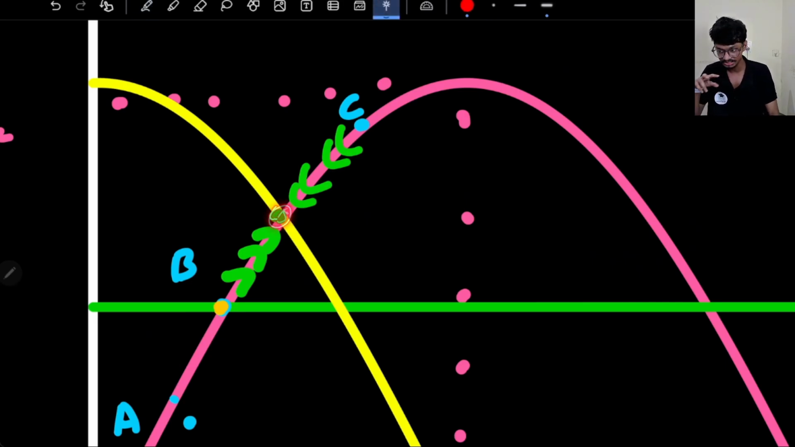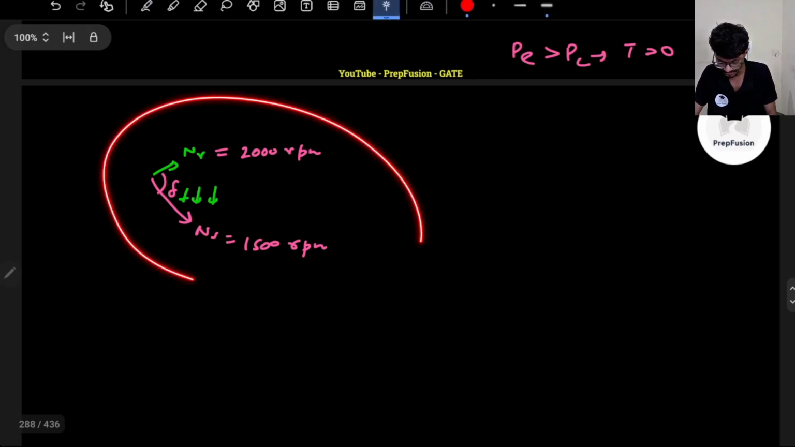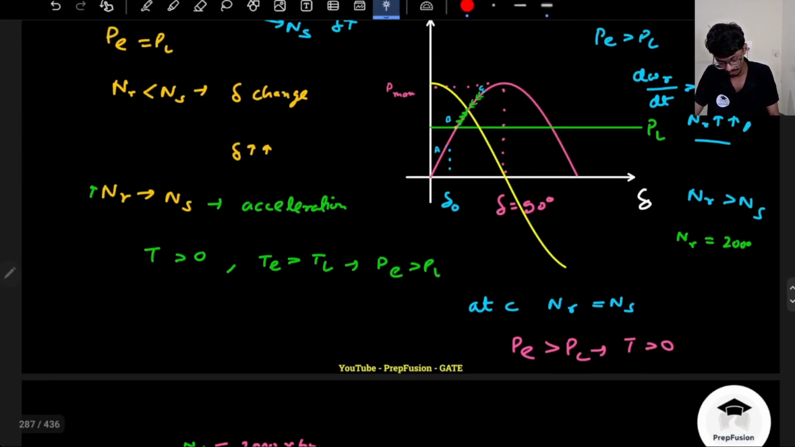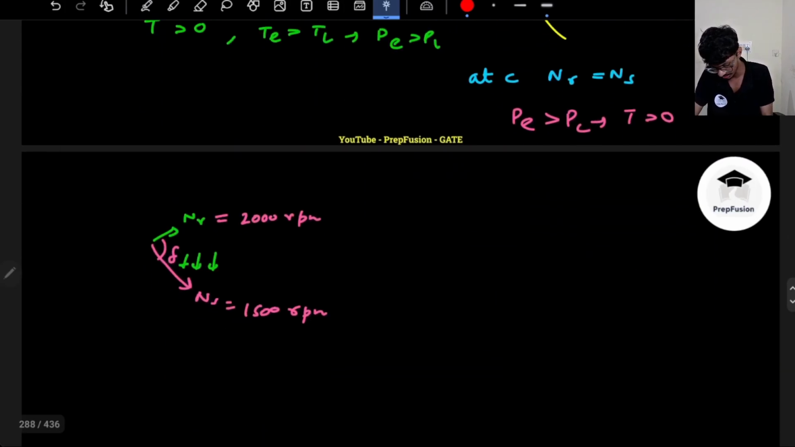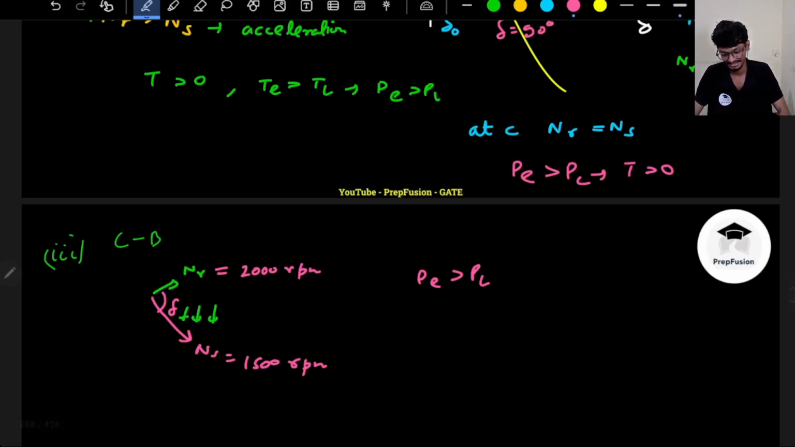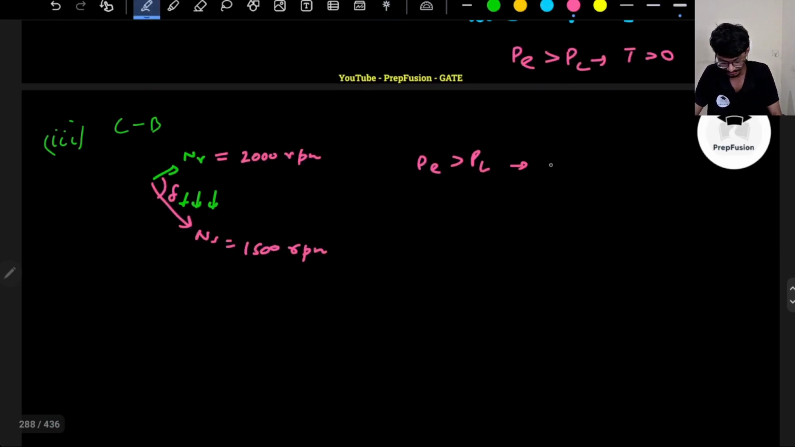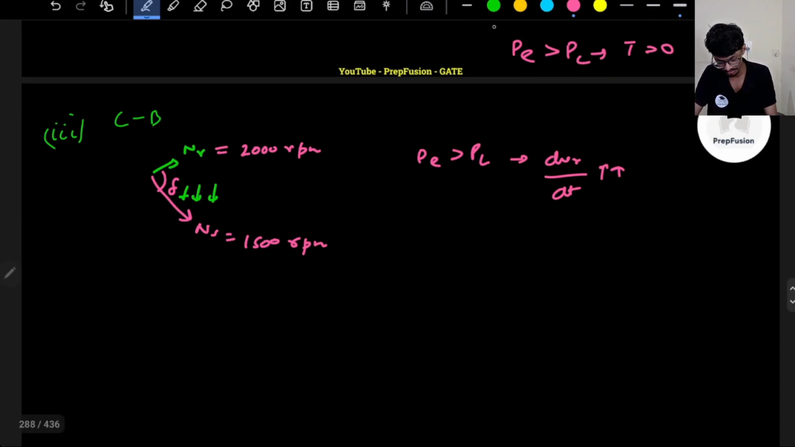Again, if I reach this position, what is happening? Remember, during all of this period, when it is coming back from C to B, this is the third portion. During the whole of this period, my PE is still greater than PL actually. So still my d omega r by dt will be higher only. If it is higher, speed will increase only. So it will reach to 2500 rpm, somewhere around that.